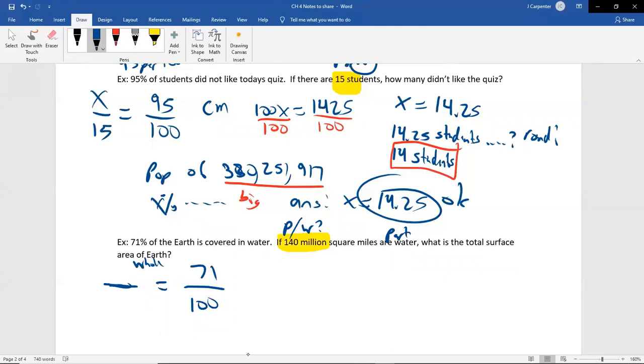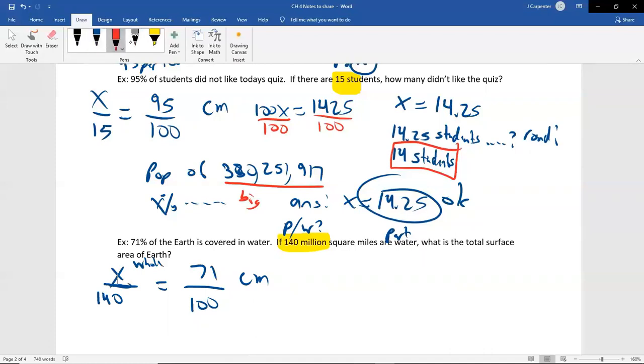Now you can write the 1, 4 and then all those zeros if you'd like, but why not just say that this bottom is in millions of square miles and then the top would have to be in the same type of unit. So these are not rates of two different things. This is a ratio of the same type of thing, square miles to square miles, people to people, oranges to oranges. So here's our x, we cross multiply. Oh, and also the other way, 71% of the Earth is covered in water.